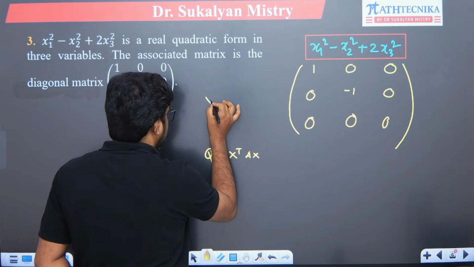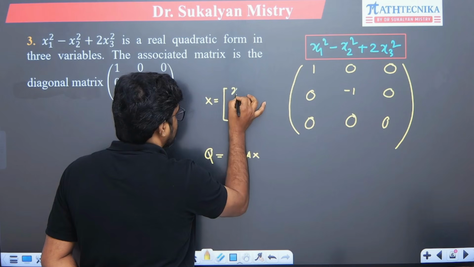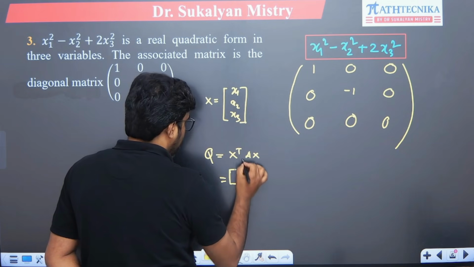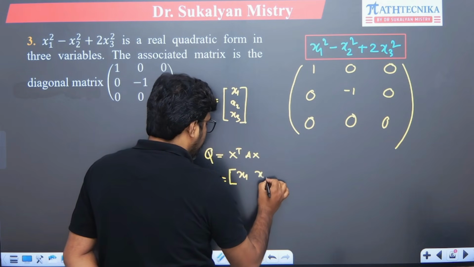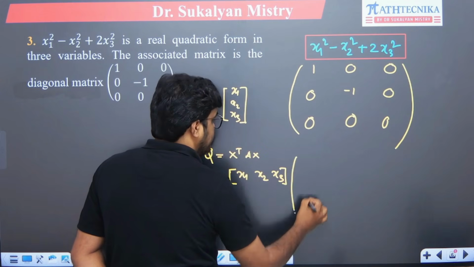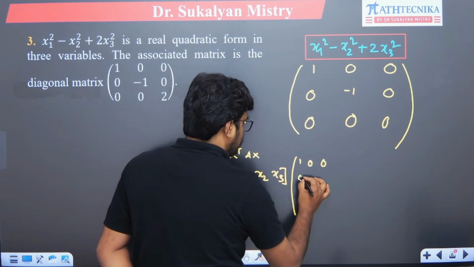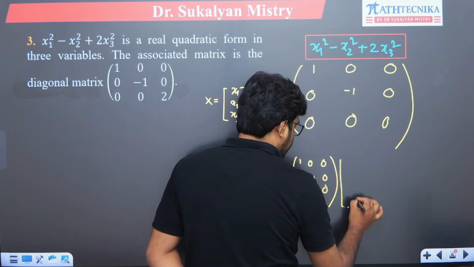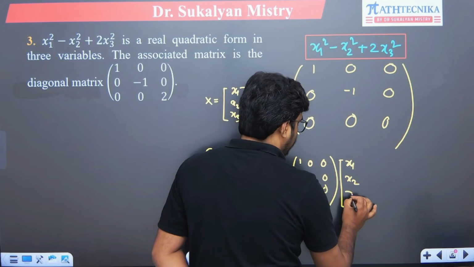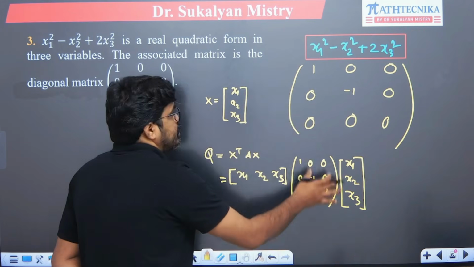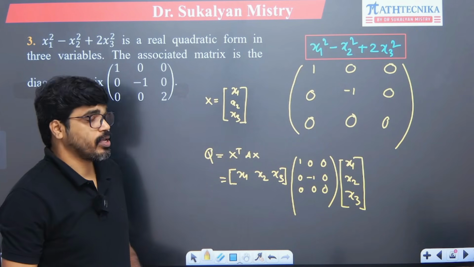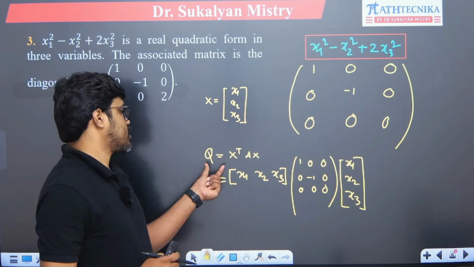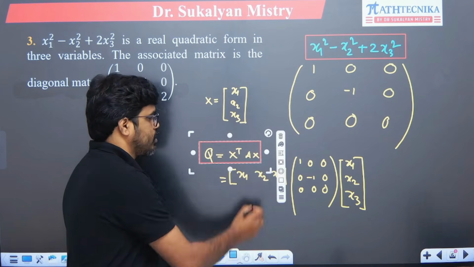Okay, that means Q is x transpose A x. So what is x here? Here x is x1 x2 and x3, right? So x transpose, so column will be row, that is x1 x2 x3, this matrix, that is 1 0 0, 0 minus 1 0, 0 0 0, right? X is x1 x2 x3. So if we multiply this, you get this form. So every quadratic form can be represented in matrix form, x transpose A x, this form, right?